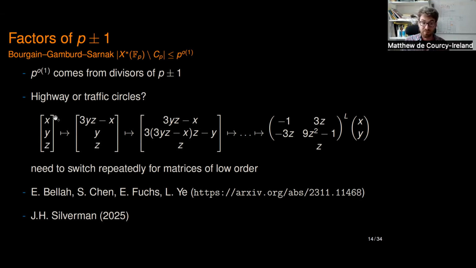So you start from (x, y, z), you're trying to connect it to some other triple. z stays the same throughout, and you just change x to 3yz minus x, and then you do a move on the second coordinate, and then you repeat that. So you just keep moving the first and second without changing the third. And the key point is that this is linear in x and y. The only nonlinearity comes from taking products with z. So for fixed z, this is just changing x and y by a matrix of this shape.